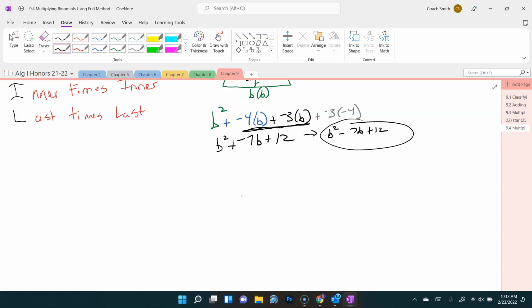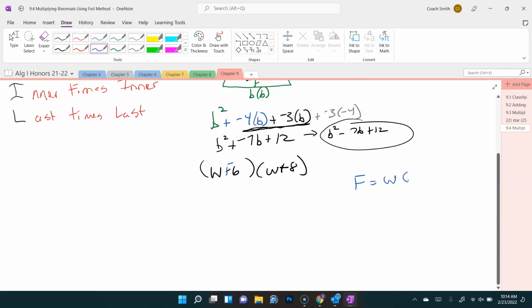Let's go back up here. Is there one with any pluses? There's one. W minus 6 times W plus 8. I'm going to do plus negative. So I take first times first. So the FOIL would be W times W. So that was first times first.